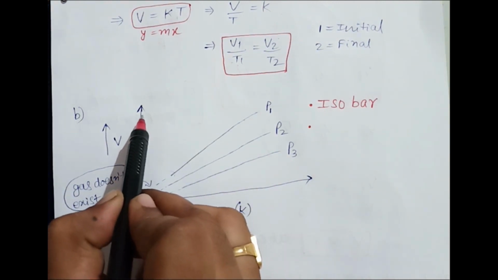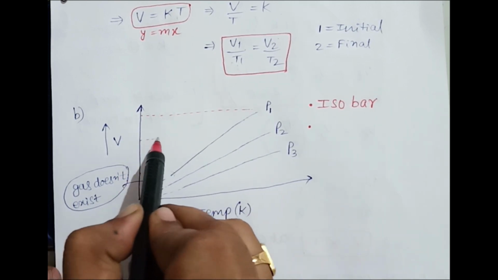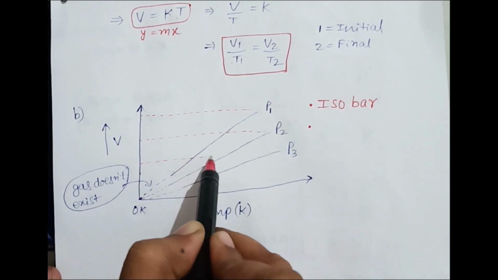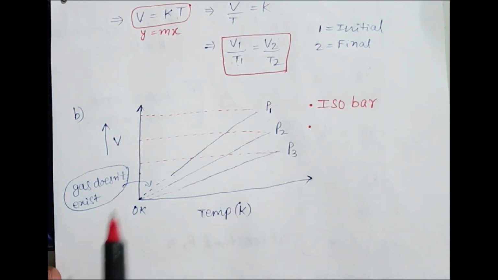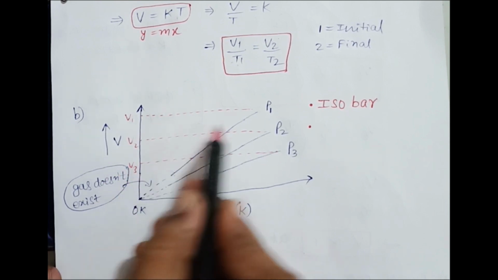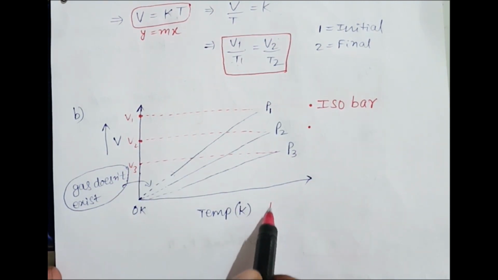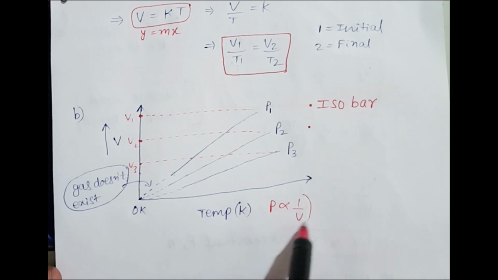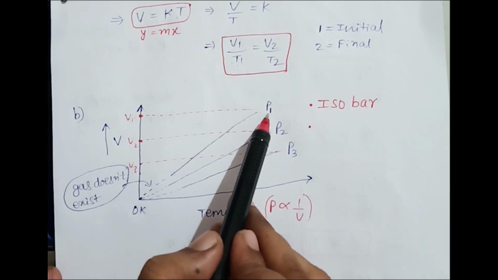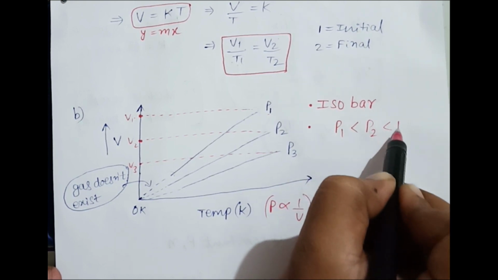I don't know which has the higher value, but I can do one thing. I can plot extra horizontal lines on the y-axis. Yes. And I can see this is volume V1, this is volume V2, this is volume V3. I don't know which pressure is high, but I know volume V1 is more. And we just studied Boyle's law, that pressure is inversely proportional to volume. So here V1 volume is more, which means the corresponding pressure must be less, correct? So you can say P1 is less than P2, which is less than P3.